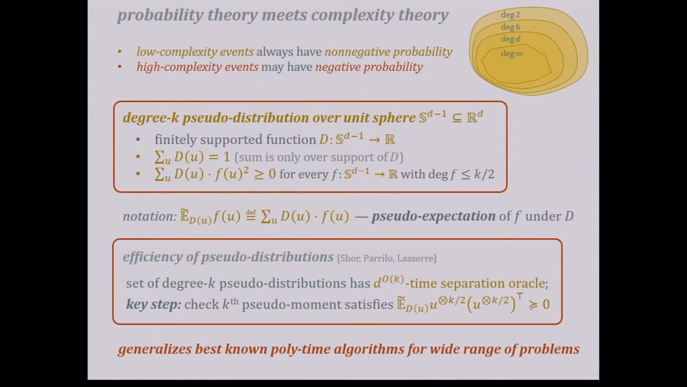On some level you can assume that this function capital D has degree at most k. So it's a low degree polynomial, and that means that you can specify it as a finitely supported function.